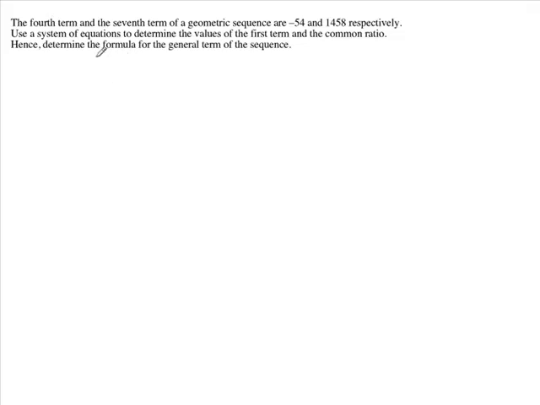So basically, figure out the behavior of this sequence where we have first term, second term, third term, fourth term, fifth, sixth, seventh. And they've told us the fourth term is negative 54. We don't know any of the first three. And then we don't know number 5, we don't know number 6, and we know number 7 is 1458. And they tell us the sequence is geometric.